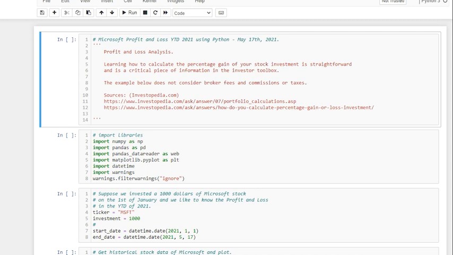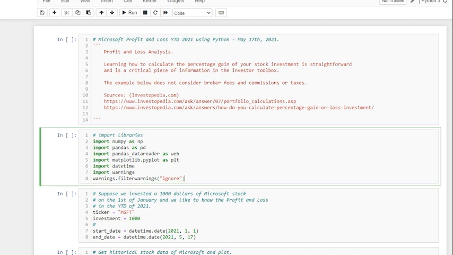Finding the total percentage gain or loss on a stock portfolio requires a few simple calculations. In this video, you'll learn how to calculate profit and loss of a stock using Python. For example, on January 1st, 2021, you'd like to invest $1,000 in Microsoft stock, and you'd like to know after 4 months what the total value of the stock is and your profit or loss.